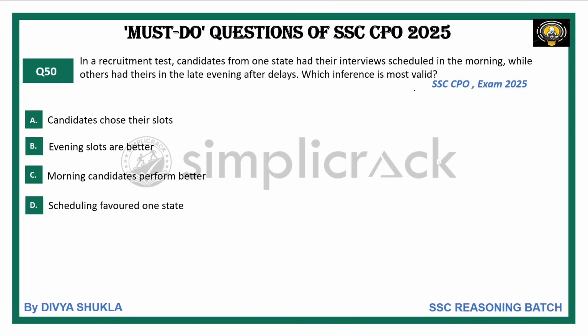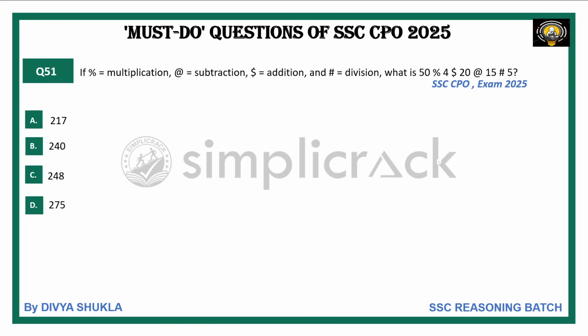In a recruitment test, candidates from one state had their interview scheduled in the morning, while the others had it in the late evening after the delays. Which inference is most valid? Understand, candidates from one state had it in the morning, others had it in the late evening, even after the delays. So scheduling favored one state. Let's see the next one.